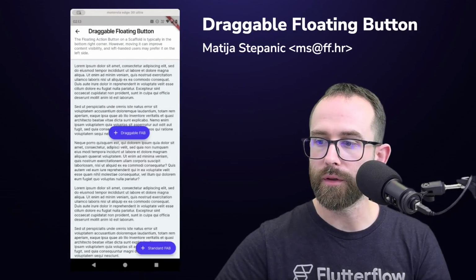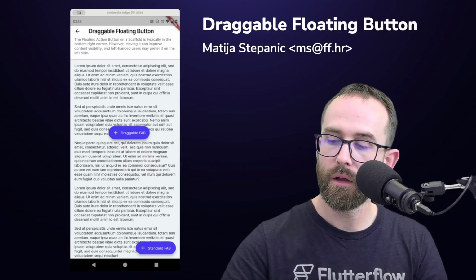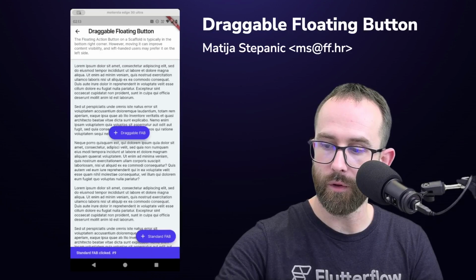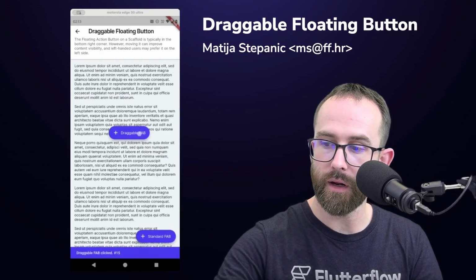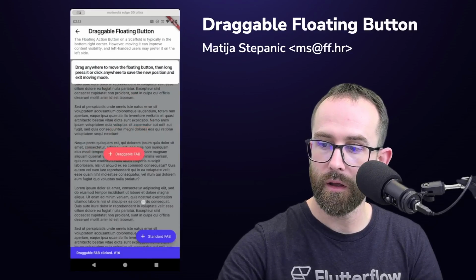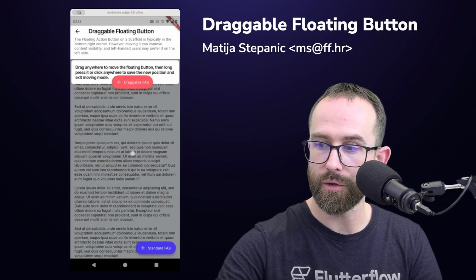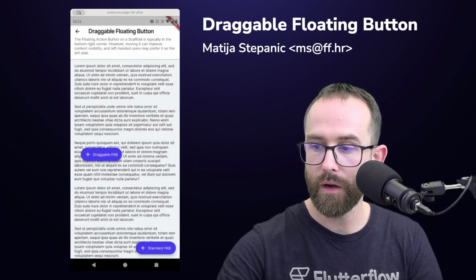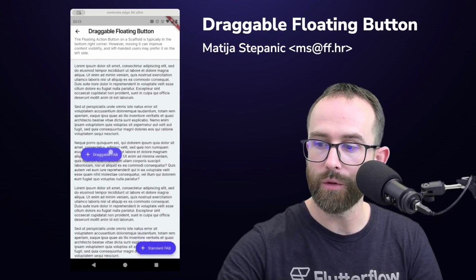The second component is the draggable floating button. In the bottom right corner, we have the standard scaffold floating button, which has a fixed position. And we also have the draggable floating button. If we long press the draggable floating button, then we can change its position. For example, if you don't want to cover some really important content, and then tap anywhere, and it's again in the clickable mode.